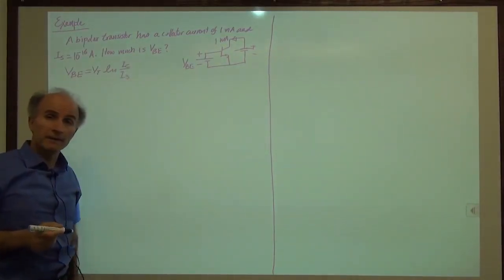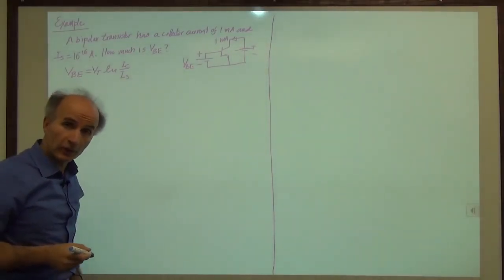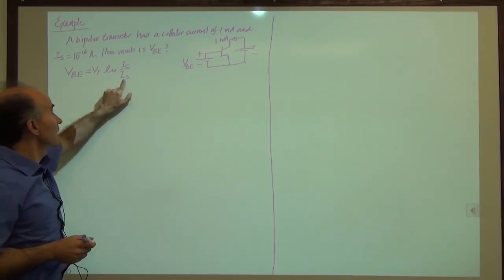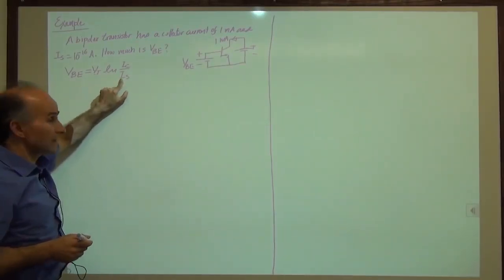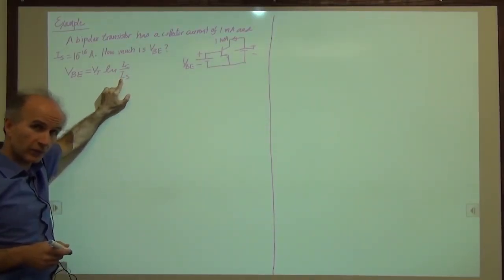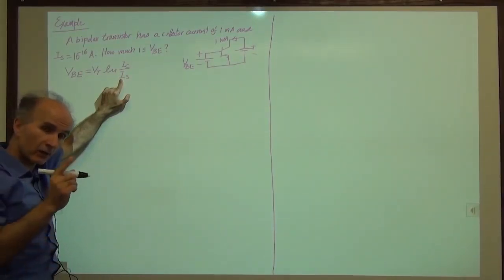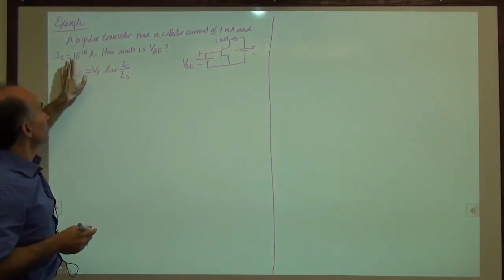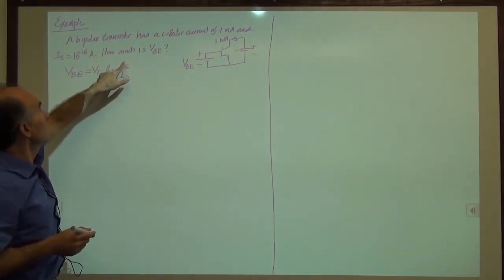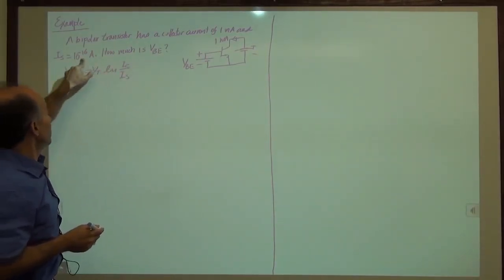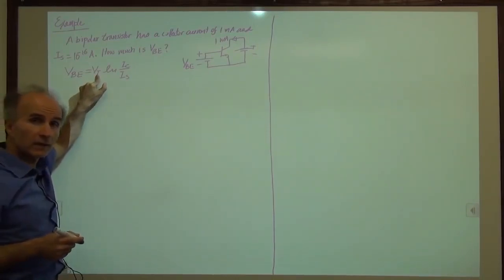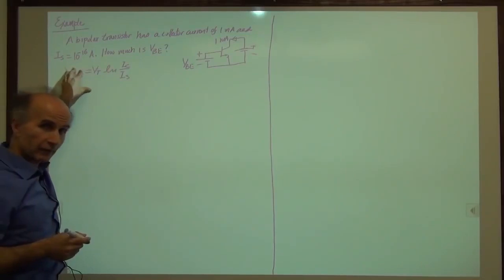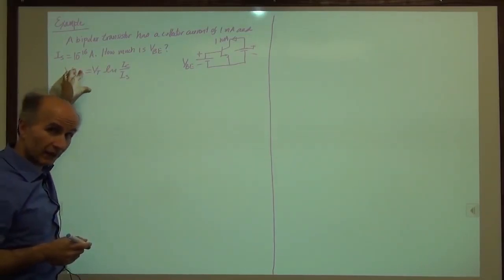Of course, I do need to specify at room temperature, because this is a function of the temperature. Actually, Is is also a function of temperature, because ni squared was a function of temperature. But anyway, I have the value of IC, 1 milliamp. I have the value of Is. VT is 26 millivolts at room temperature. I can plug in the numbers here and find out how much base emitter voltage is necessary.